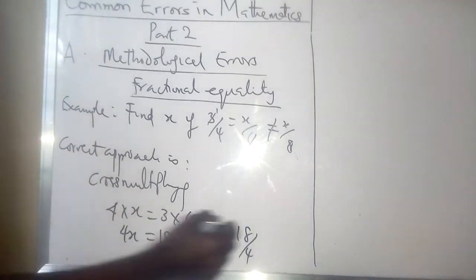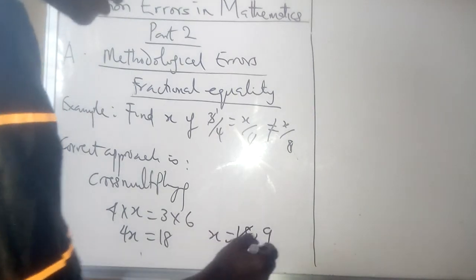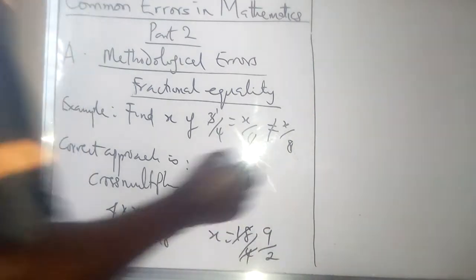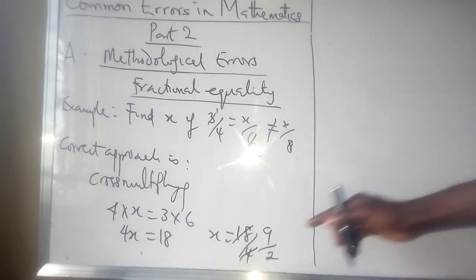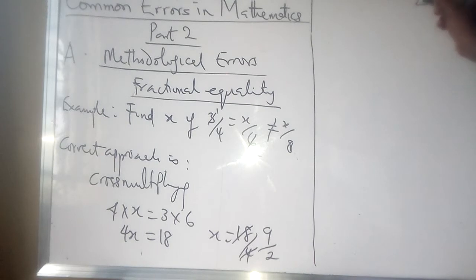So something is common there. We have 2 in 18, that's 9. 2 in 4, that is 2. So 9 all over 2 will now give us what? How many 2 do we have in 9? That's 4, whole number 1 all over 2.